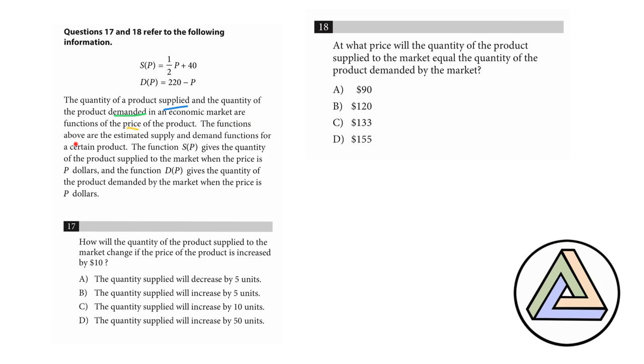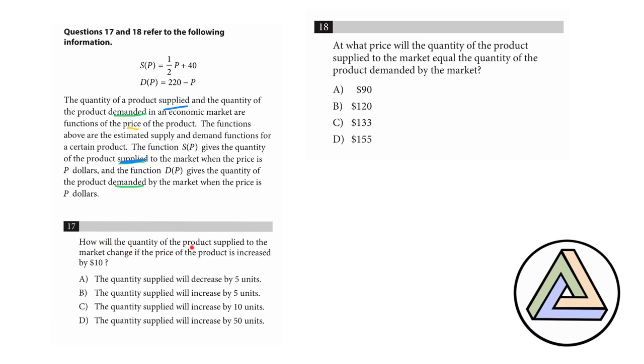Moving on, the functions above are the estimated supply and demand functions for a certain product. The function S of P gives the quantity of the product supplied. That's what I thought. They're using the S for supply, right? So I will write a green under supply. The price is $P. The function D of P gives the quantity of the product demanded. Actually, I should do blue under supplied and green under demanded, because that's what I did before. By the market when the price is $P.